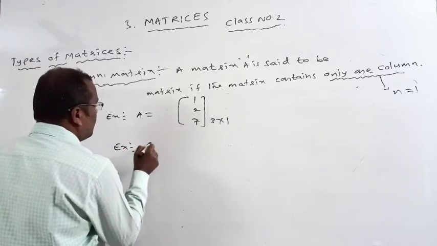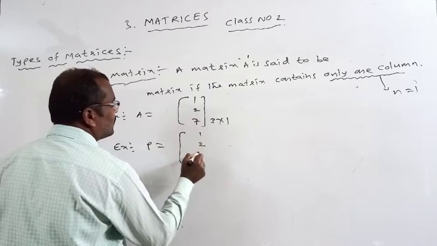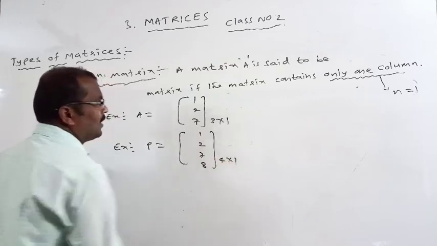Next here. Matrix P is equal to, 4 rows, 1 column.